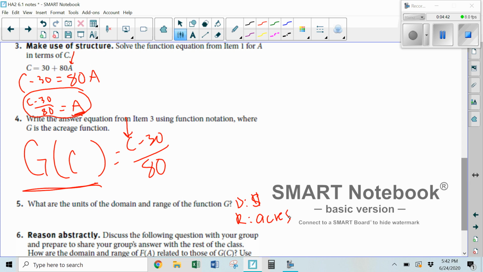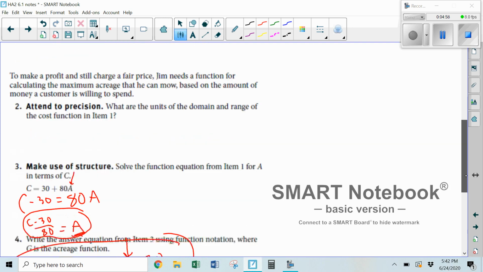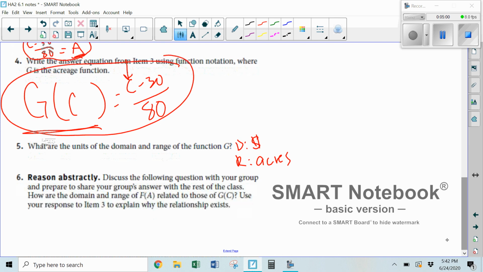So this function here and the original function are very similar. One has C by itself, one has A by itself, depending on which you'd rather have for your input and which you'd rather have for your output, or your range.